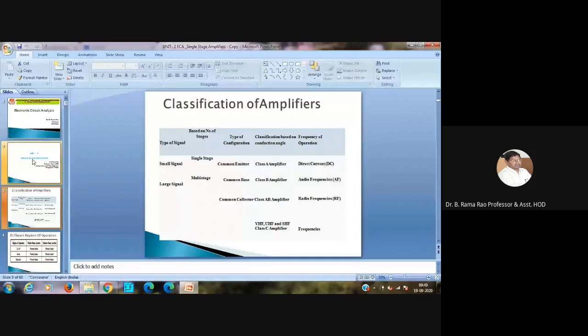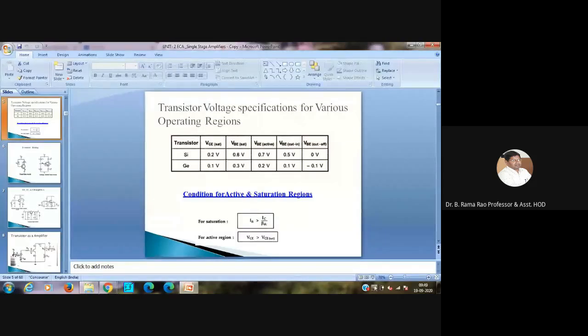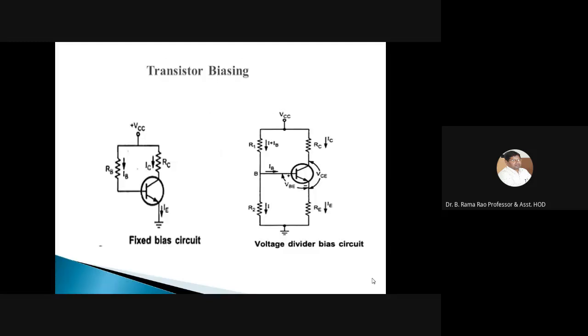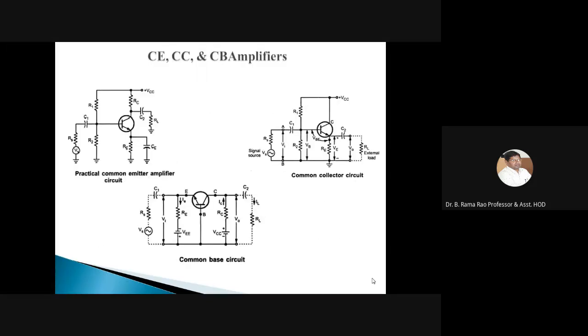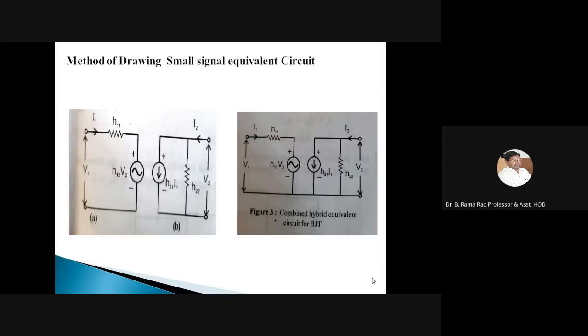Up to this, we have seen the classification of amplifiers, then the different regions of operation, then transistor voltage specifications for the various operating ranges, and biasing. Of course, we studied these in the earlier semester. Then these are the simple amplifier configurations for CE, CB, CC. After that, how the transistor acts as an amplifier, and then the hybrid model representation. After that, we drew the small signal equivalent using Thevenin's equivalent and Norton's equivalent. This is the method for drawing the small signal equivalent circuit.